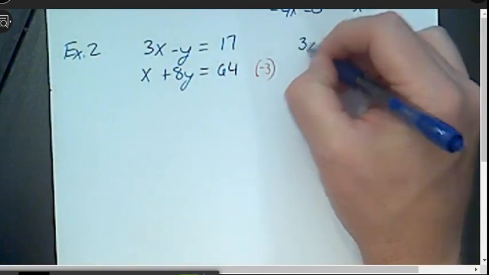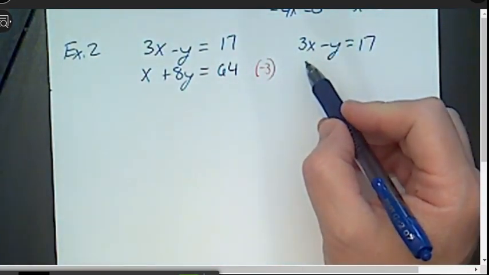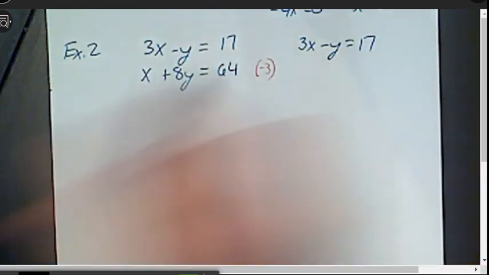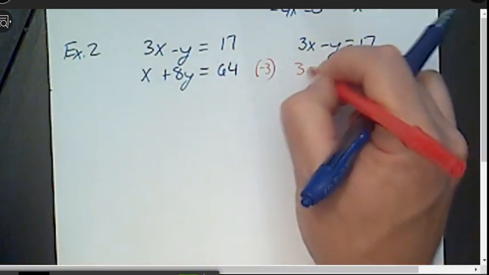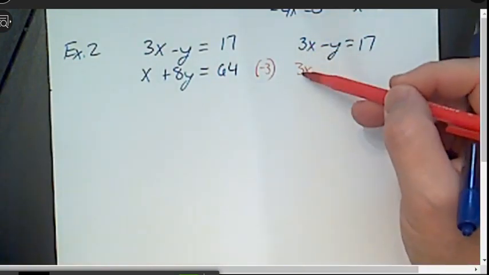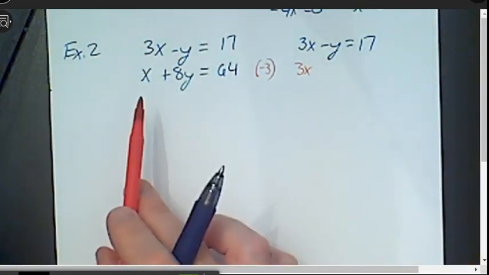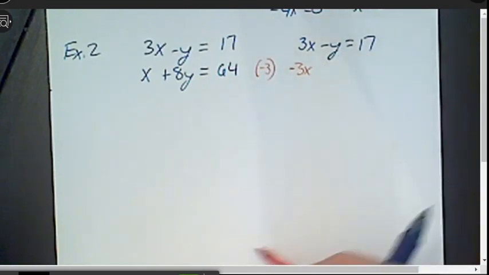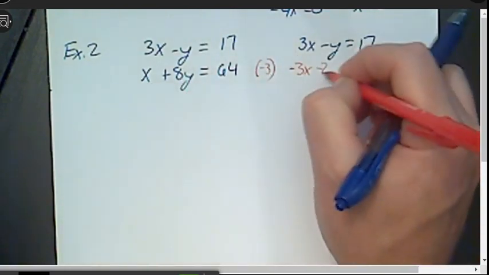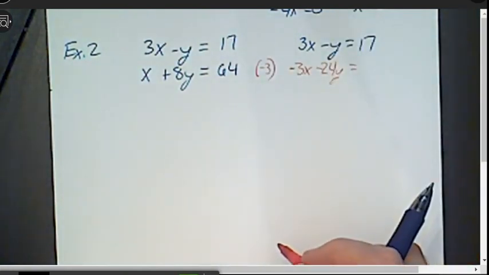Somebody may be saying, well, why are we doing negative 3? Well, if the top equation is already positive 3x, and we just multiplied this one by 3, this bottom equation would be 3x. And for this to work like it needs to, we need one of them to be positive and one of them to be negative. So if this one's already positive, we've got to make this one negative. So we're going to multiply everything by -3. So it's -3 times x, it's -3 times 8, and it's -3 times 64.